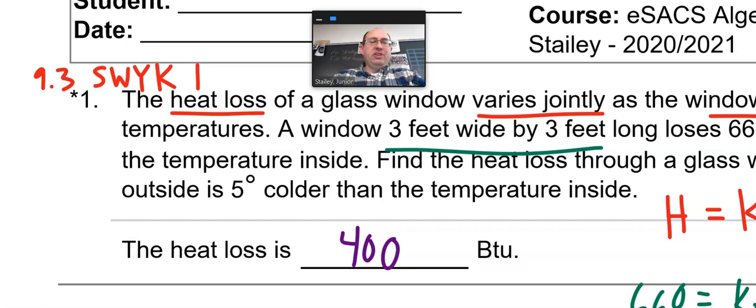All right, we got 9.3, Swyk 1. Heat loss of a glass window varies jointly. Okay, so story problem situation. Don't worry, it's not as bad as you think, because I know you're going to freak out on me.